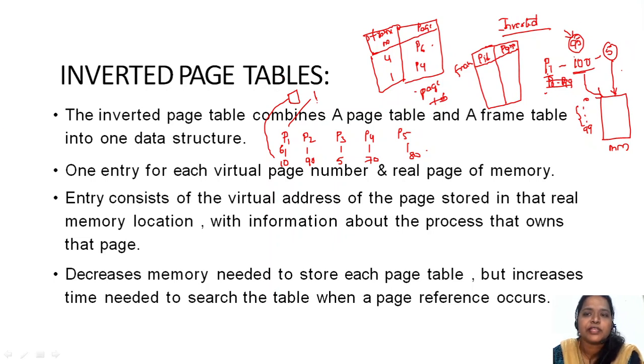Here, the information we get in the inverted page table is the process ID. That means P2 process's 6th page is loaded into 4th frame. And next, P5 process's 77th page is loaded into 9th frame. This information we have in the inverted page table. But when it comes to the page table, we have the page number and the frame number.